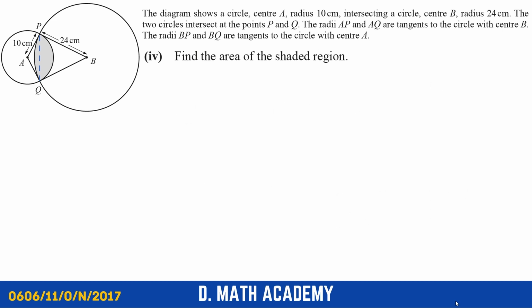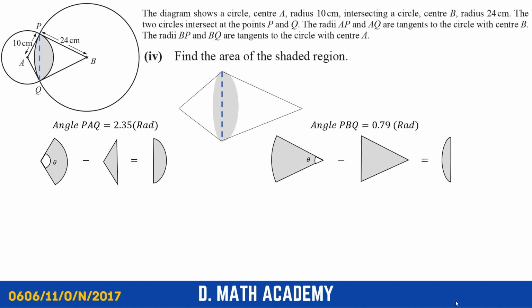And for you to calculate the area of the shaded region, this is the part where it gets hard. So I enlarged the shape they are referring to and I broke it down as below. Angle PAQ equals 2.35 radians. So I'm required to calculate the sector area minus the triangle to get the chord area. Then repeat the same for when angle PBQ is 0.79.